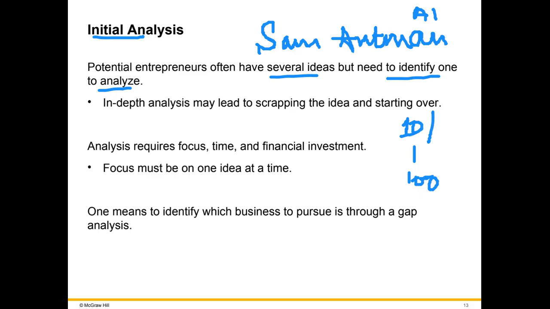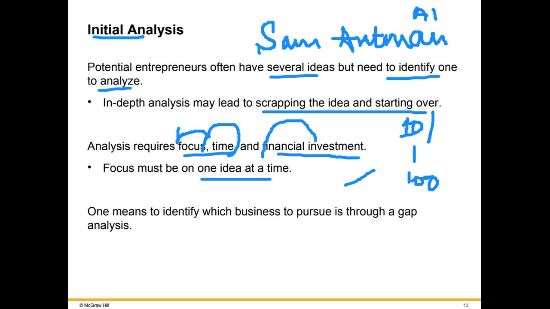So in-depth analysis may lead to scrapping the idea and starting over. Sometimes you'll see your own personal strengths and weaknesses and try to see which idea will be linked with your personality. Analysis requires focus, time, and financial investments. So you'll have to look at how much time you can give to this idea, what the financial investments are, and what your focus is. Focus must be on one idea at a time. At a young age you'll be fascinated by lots of ideas, but not all the ideas should be started at one point.